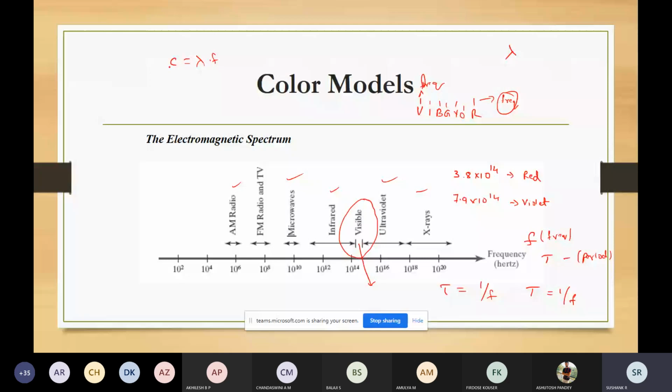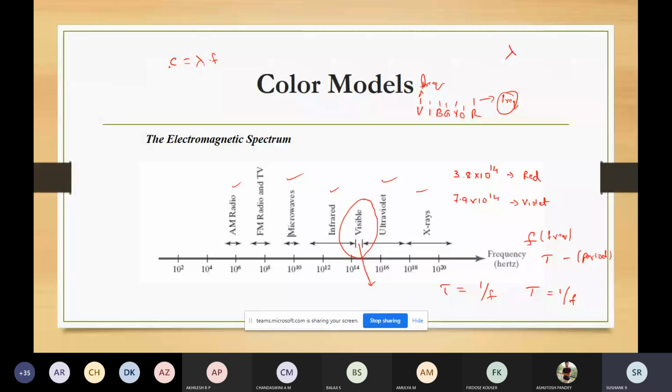A light source such as the sun or a bulb will emit light in all directions. So how do we perceive color? For example, light from the sun or from the bulb will emit the frequencies within the visible range to produce a light.